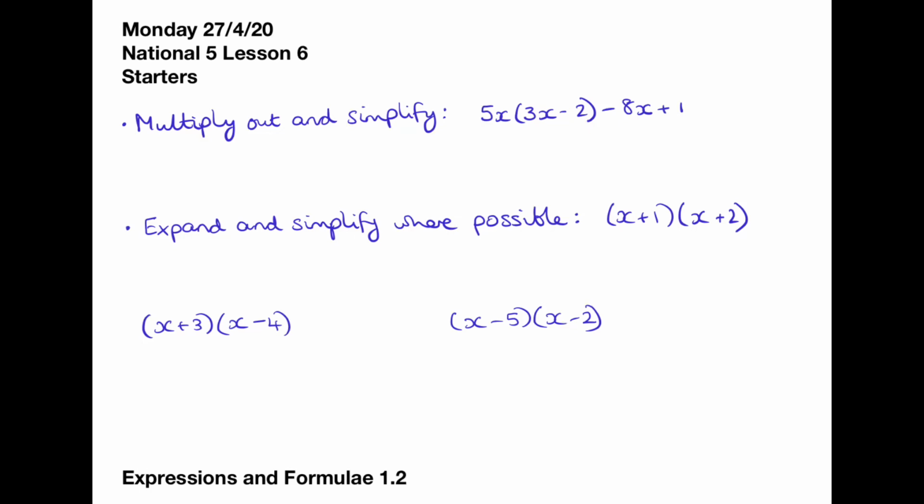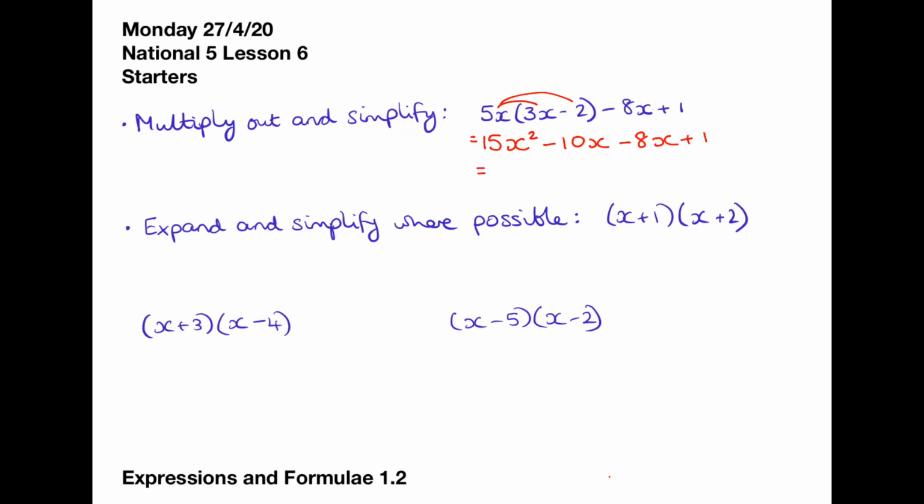Okay, so first one then, we've got a 5x that's multiplying out this bracket here, and then we've got minus 8x and plus 1. Remember that these things are not involved until the bracket has been multiplied out, so we do that first. We've got 5x times 3x. 5 times 3 is 15. x times x is x squared. We mustn't forget about the squared. Then 5x times negative 2 gives us negative 10x. Then we've still got minus 8x plus 1.